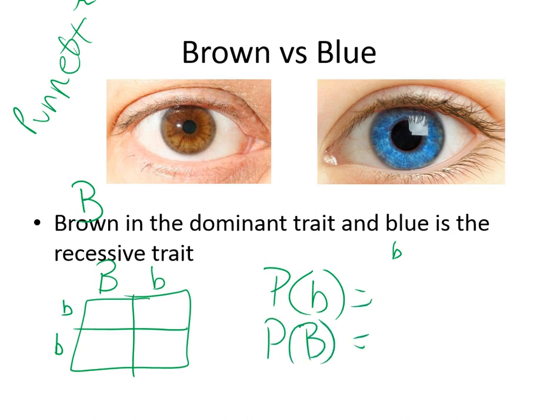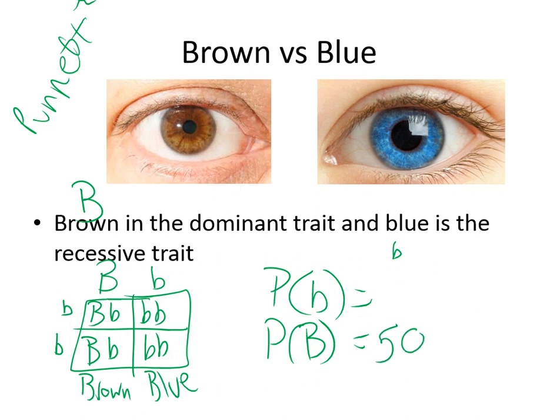So what you would do is go, okay, well, it's B and B, B and B, and then it's lowercase, lowercase, lowercase, lowercase. So these first 2 would be brown, and the second 2 would be blue. So what's the probability of them having a brown-eyed child? 50%. And what's the probability of them having a blue-eyed child? 50%. Okay. And so you could do this with a lot of different things.